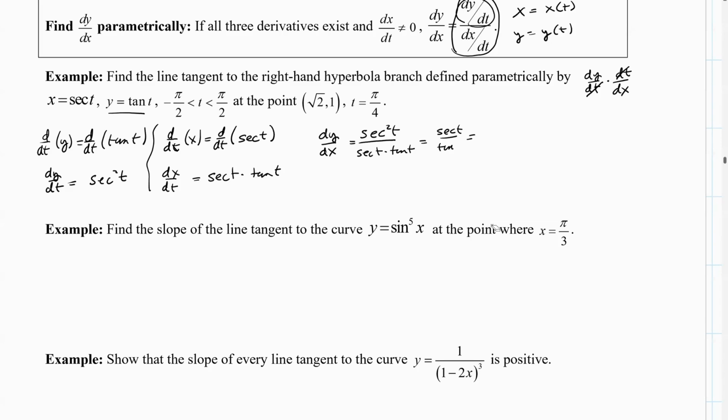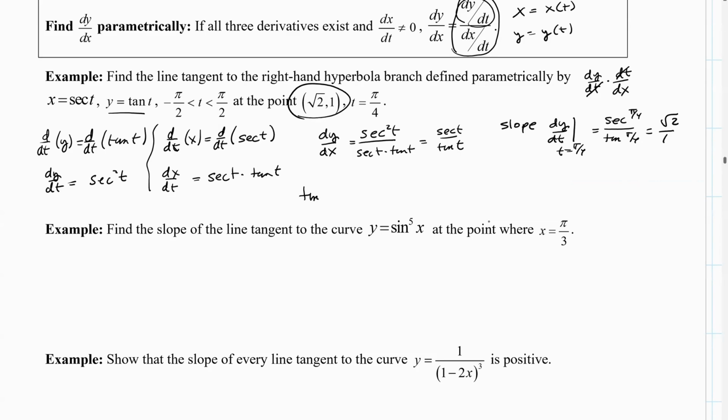And I think we could just, that should be a t there. I think that's fine. So what's the slope that we're looking for? What is dy dt when t is pi over 4? Well, that would be the secant of pi over 4 divided by the tangent of pi over 4. Well, the tangent of pi over 4 is 1. We know that. Secant of pi over 4, I think, is root 2. All right? So I think the slope is root 2, and we're given a point.